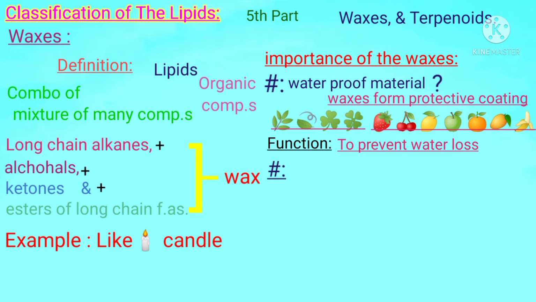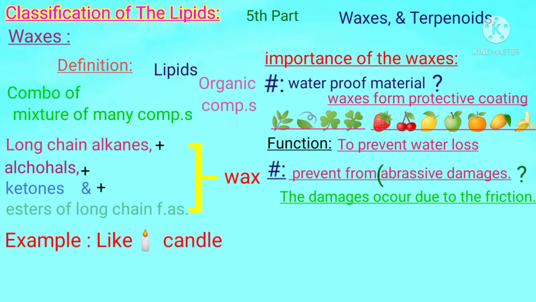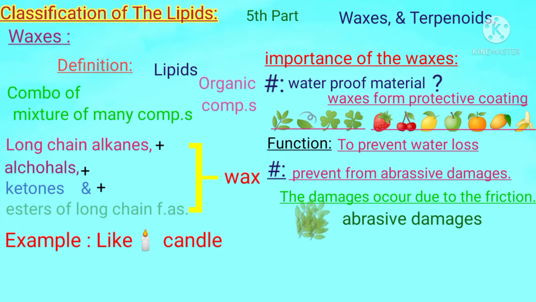Next, waxes also prevent abrasive damages. What are abrasive damages? Let's study. Students, those damages which occur due to friction are called abrasive damages. Students, when leaves strike one another, maybe due to the friction, their surface is damaged. Then what do the waxes do? Students, waxes minimize the friction.